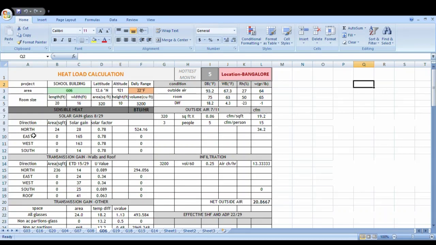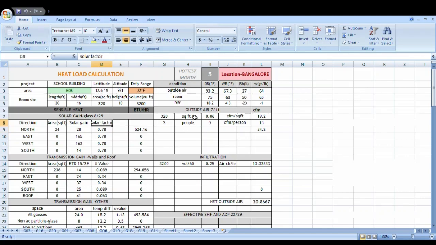See here for north, area 24 square feet, solar gain from design data book it is 28. Solar factor is constant, that is 0.78. So multiply these three values, you will get 524.16 BTU per hour. So solar heat gain to glass is done.